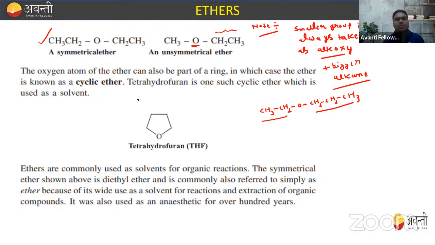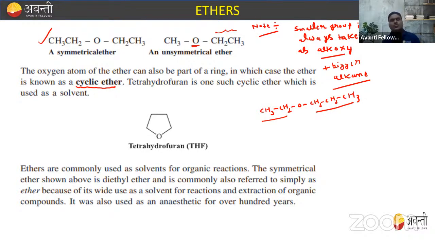Now, the oxygen atom of ether can also be a part of the ring, in which case the ether is known as a cyclic ether, right? So this is an example of a cyclic ether, that is THF. This THF acts as a solvent in many organic reactions, right? That is tetrahydrofuran. So tetrahydrofuran is one such cyclic ether which is used as a solvent in many organic reactions, right?